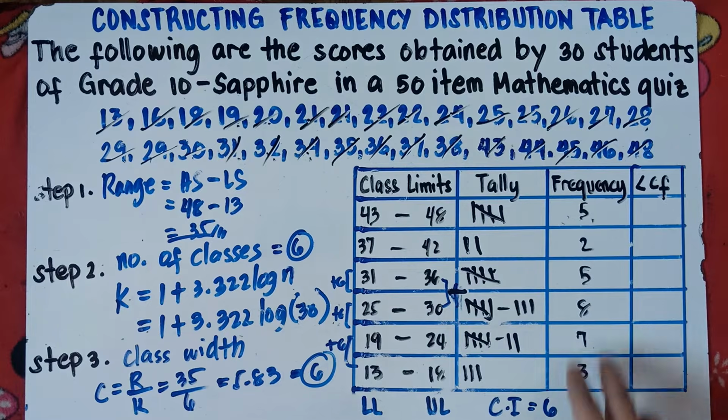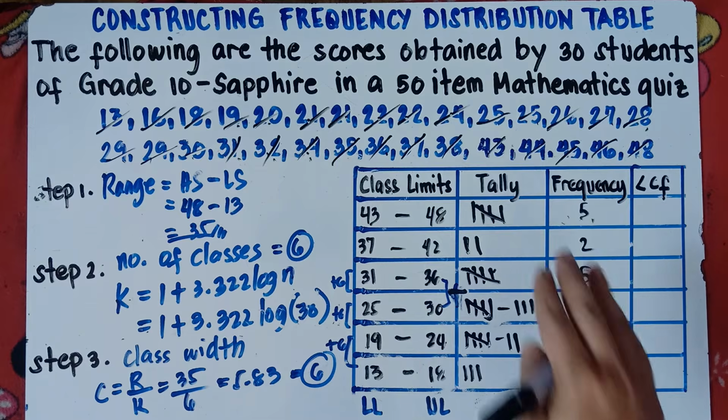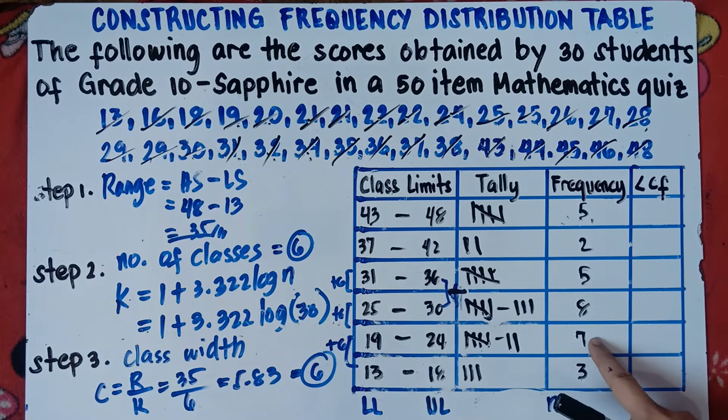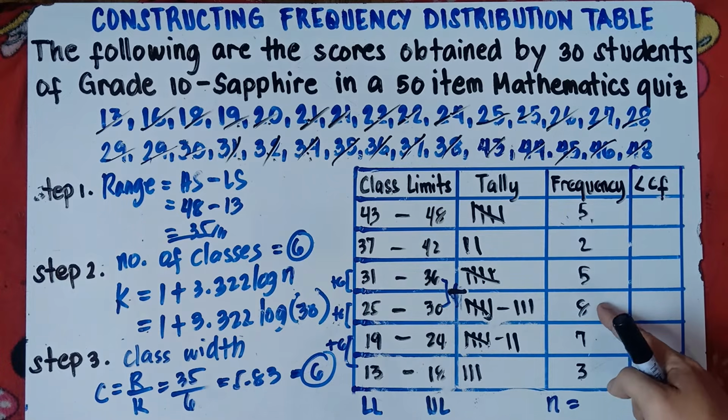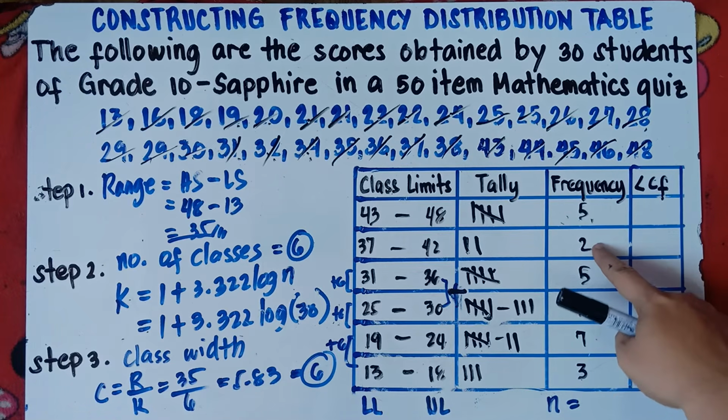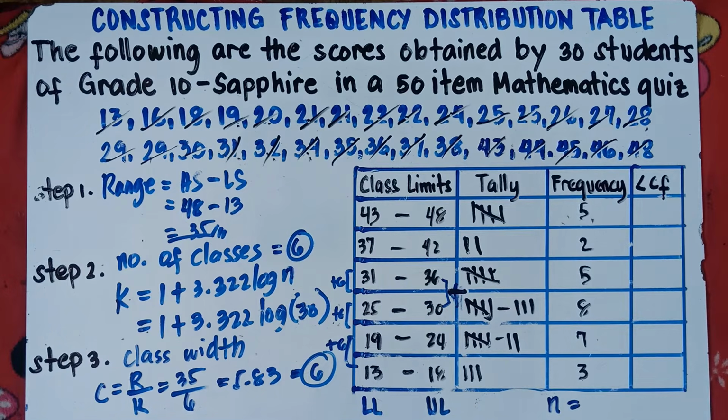Alright, and for this one class, we need to add the total number frequency. We need to find n. Once again, n is the total number of frequency. So we need to add this up. Of course, our answer class is 30 because we have 30 students, 30 scores. So therefore, let's add this up. 3 plus 7, that is 10. Plus 8, that is 18. Plus 5, that is 23. Plus 2, that's 25. Plus 5, that is 30. So our n is equal to 30. Therefore, our frequency is correct.